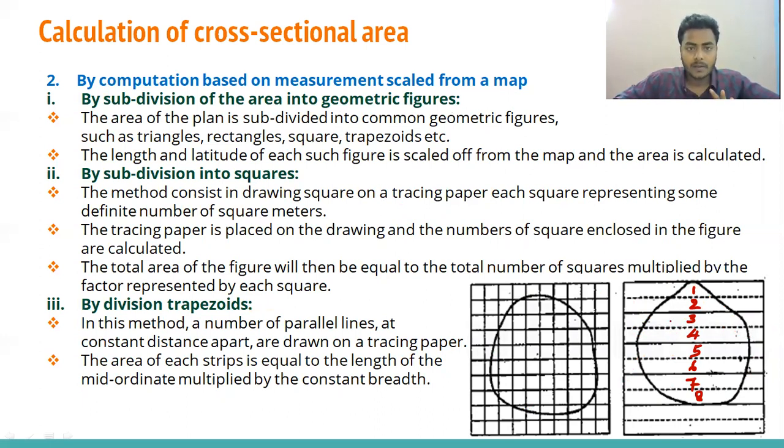Are you getting my point? So once a map is there, we can calculate the area by using tracing paper, and we can calculate the total area on the map.